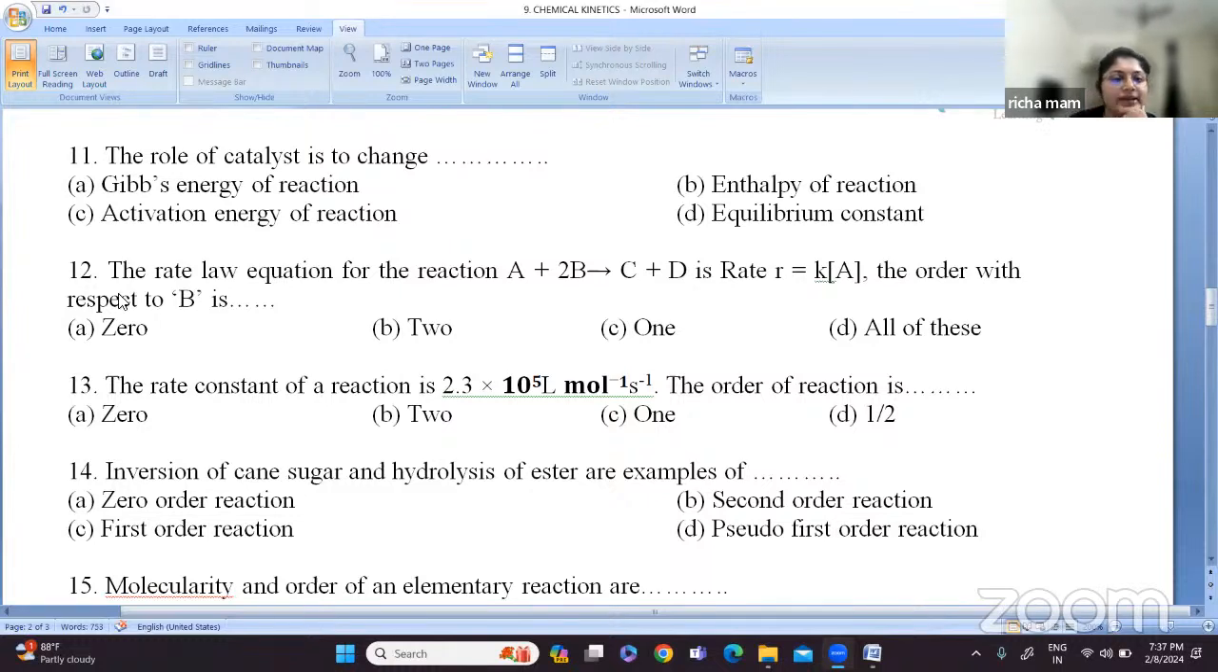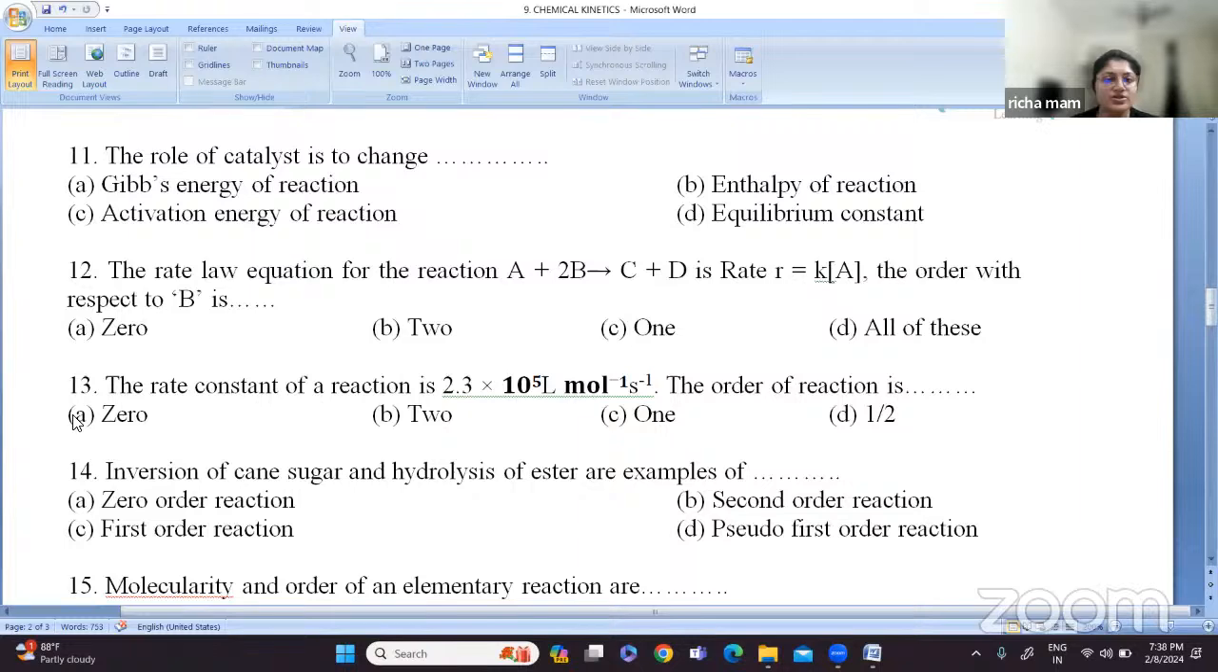Okay. So yes, the answer is A. That is 0. So the rate law equation for the reaction A plus 2B giving you C plus D, the rate is given as K into concentration of A. The order of reaction with respect to B is 0. So it is zero order.